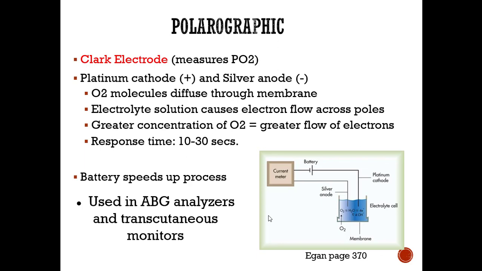polarographic or the Clark electrode, the big takeaway that I want you to know from this slide is that the Clark electrode is what measures PO2. So that should go on a flashcard. You guys do not have to know how this essentially works. You have a platinum cathode, which is positively charged, and a silver anode, which is negatively charged. It measures basically the flow of oxygen molecules through a membrane, all kinds of stuff that you don't really need to know. Just really, the Clark electrode measures PO2.